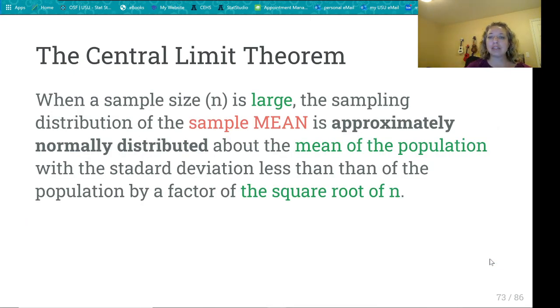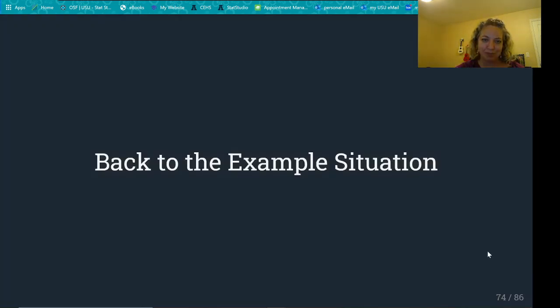So when a sample size is large, the sampling distribution for the sample mean is approximately normally distributed around the mean of the population with a standard deviation less by a factor of the square root of n. Okay, we're going to go back to one more example, and then the slideshow will be over, with a little bit of our code, just a little bit.